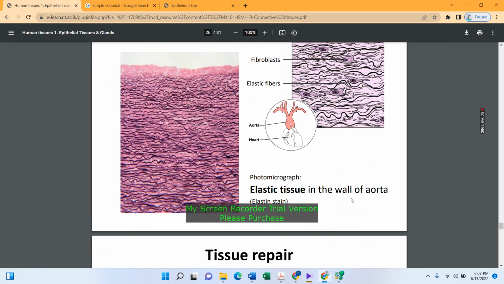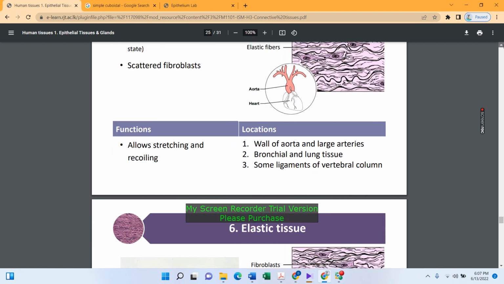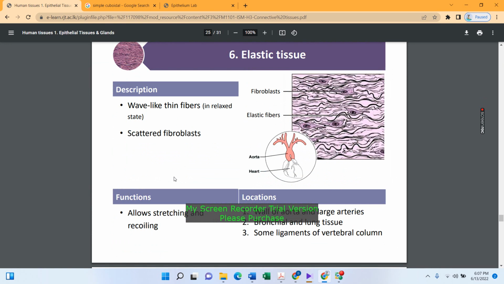So elastic tissue is in the wall of aorta. In the aorta, you find this elastic tissue. It allows stretching and recoiling, because of the wave-like thin fibers, right? It's found in the wall of aorta and large arteries, bronchial and lung tissues, and some ligaments of the vertebral column.